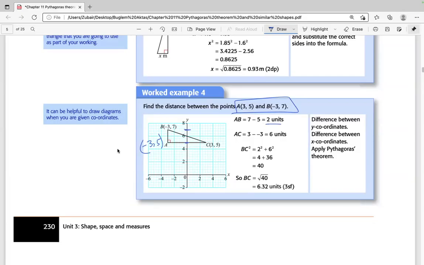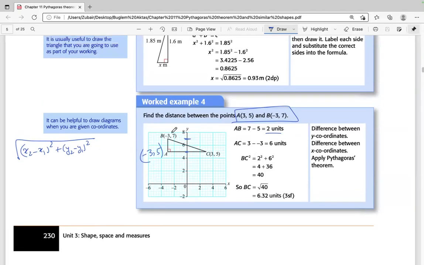So we don't have to go through Pythagoras theorem or use the distance formula. Remember, x2 minus x1 whole squared plus y2 minus y1 whole squared, and whole square root. Basically, that's Pythagoras theorem. Distance between point A and point B, so that's 2.